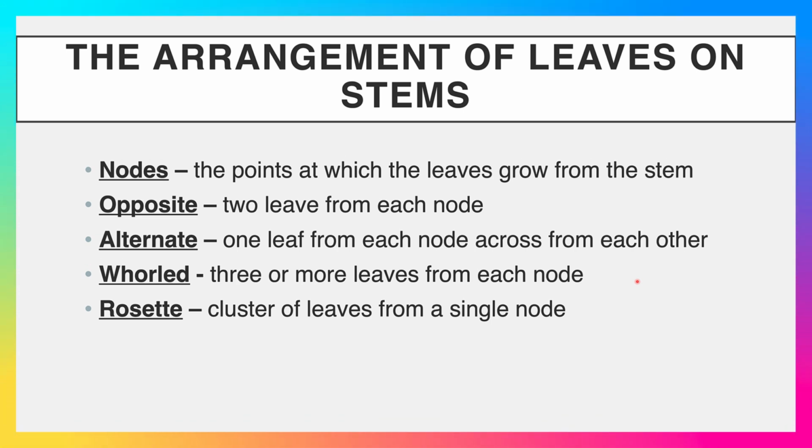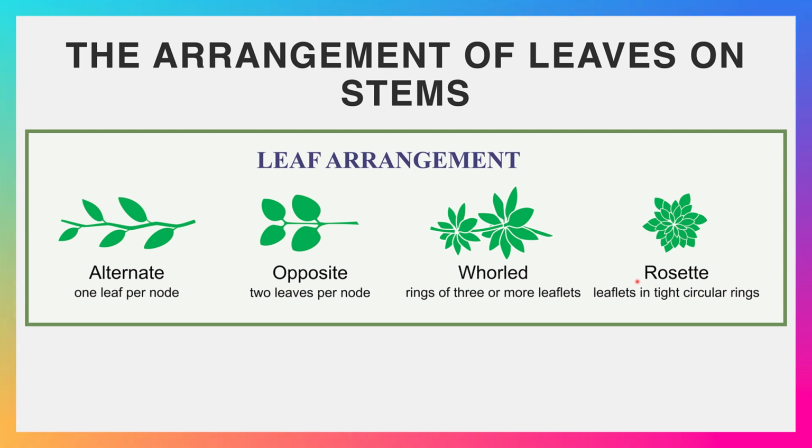And the next slide will show us some pictures. So over here you have one leaf at each node, and they are opposite each other as you go down the stem.